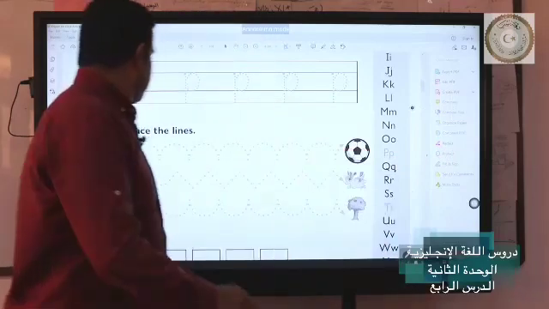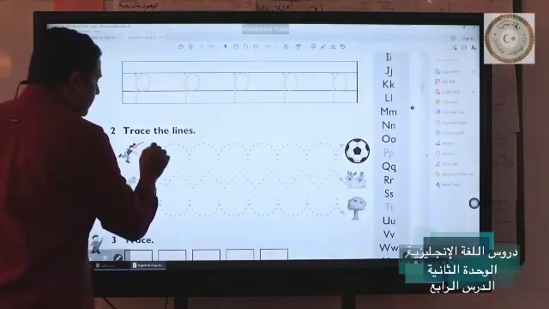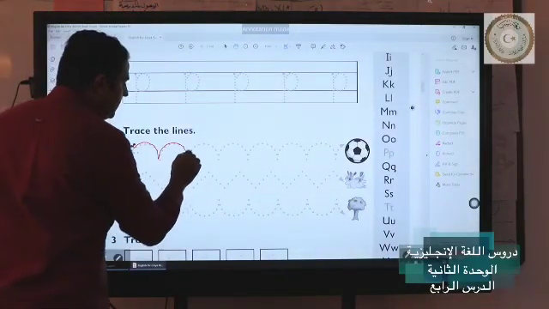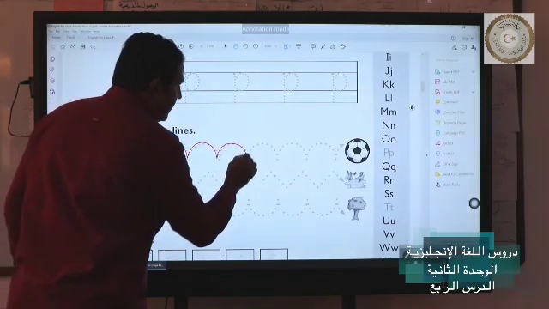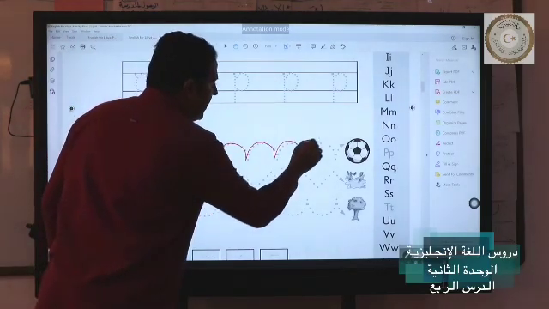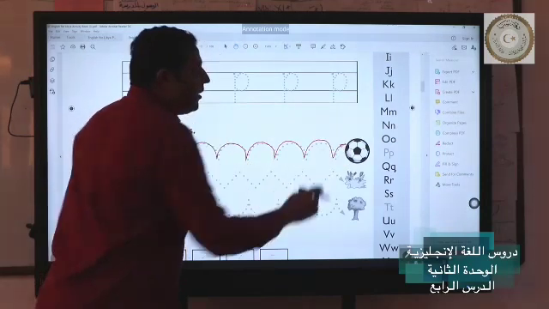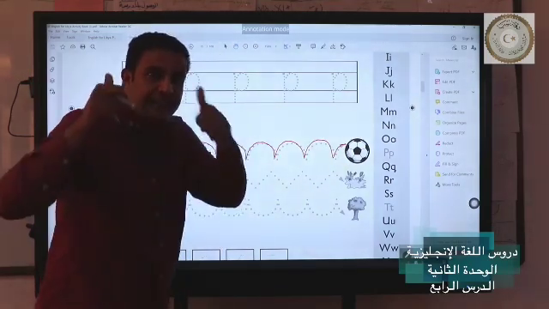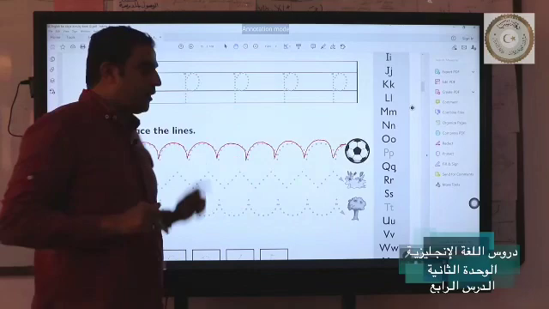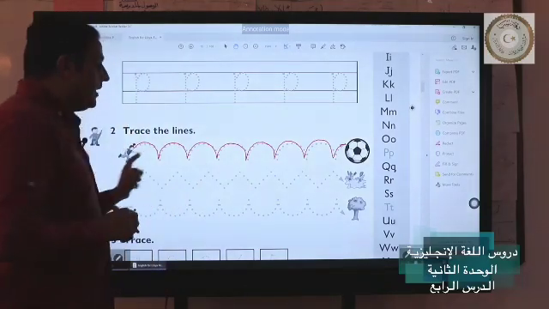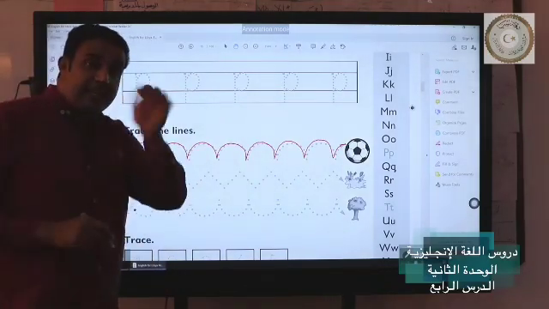So let's start here. We go like this. Up, up, up, up, up. Oh, I got the ball. Thank you. The boy said thank you to you. He said thank you, you got me to the ball. The boy said thank you.